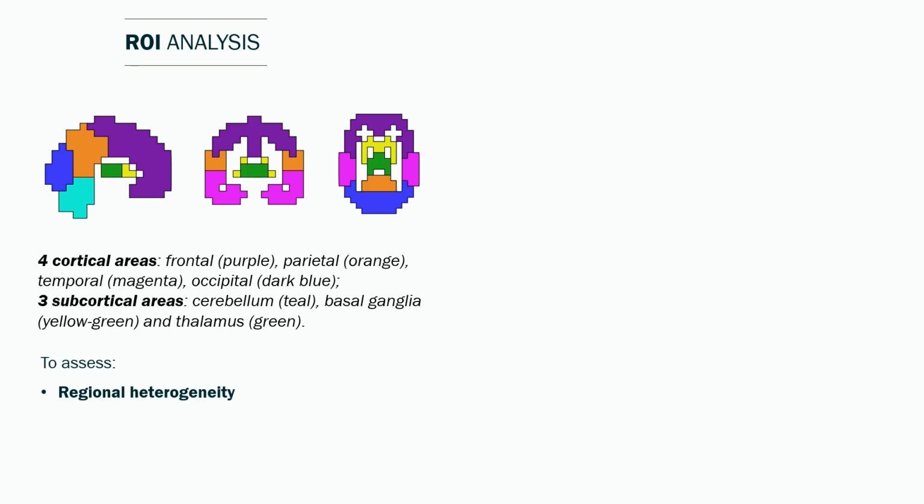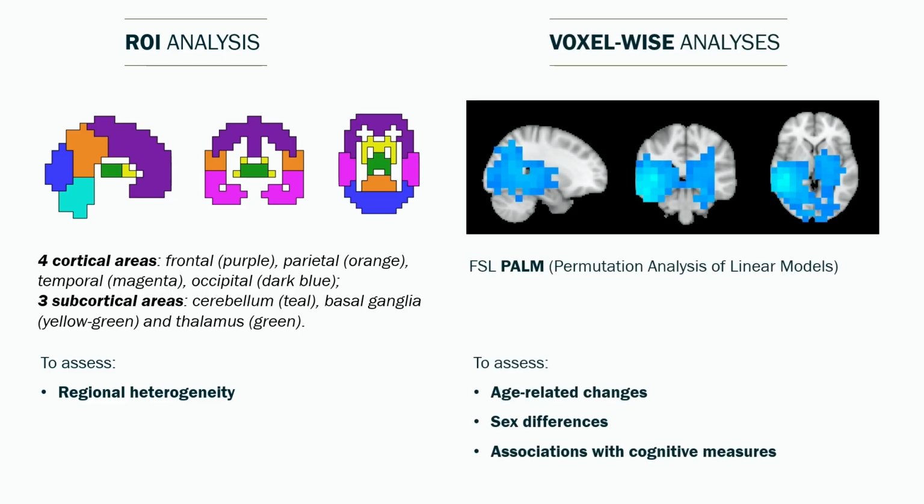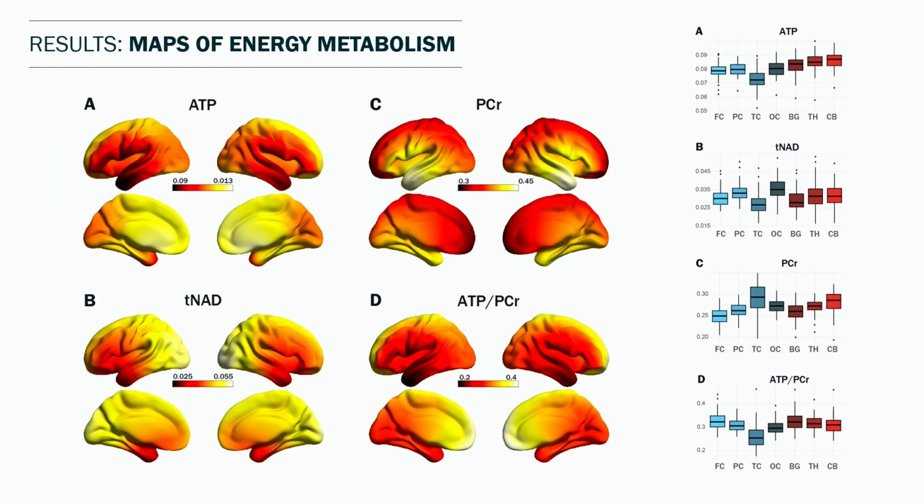And then in terms of the analysis, we did region of interest analysis to assess regional heterogeneity, so to compare regions with each other. And again, you might notice that the regions are quite coarse, because otherwise I felt like we wouldn't get reliable results because of the resolution. And that is even more of the reason why we needed to do voxel-wise analysis, which we implemented to look at age-related changes, sex differences, and also associations with cognition. But we will start with the regions of interest.